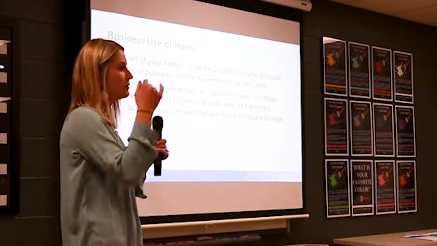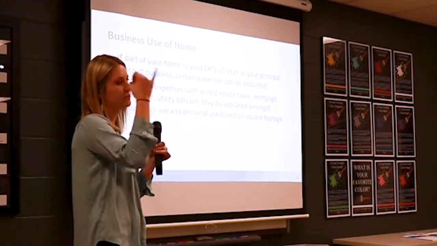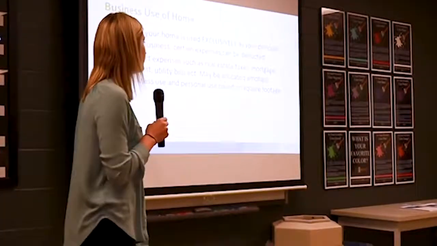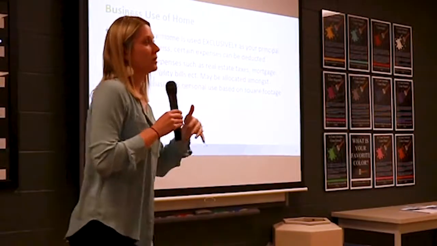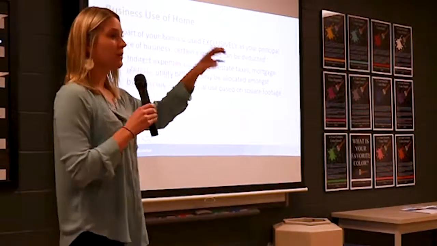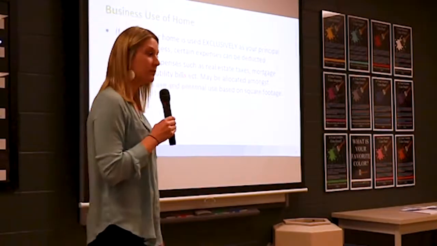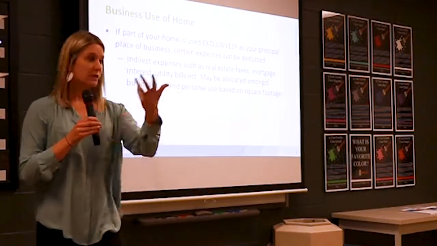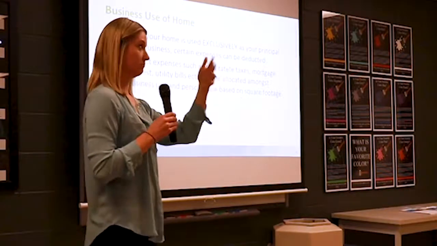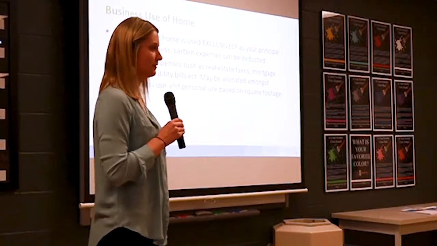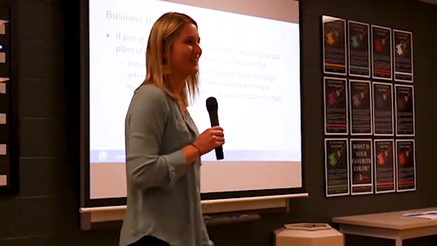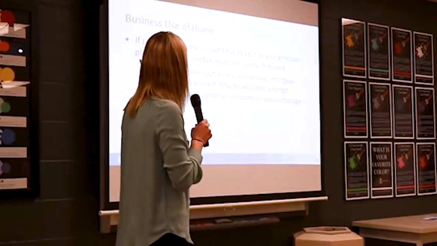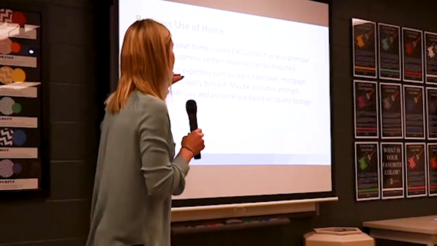And you can deduct your expenses for your real estate taxes, your mortgage interest, your utilities, things like that. Basically they get allocated amongst the business section of your home and the personal section, based on square footage. So if you have a 100 square foot studio and a 1,000 square foot house, it'd be 100 over 1,000. Quick math. Yeah, so that's a business use of home in its simplest form.